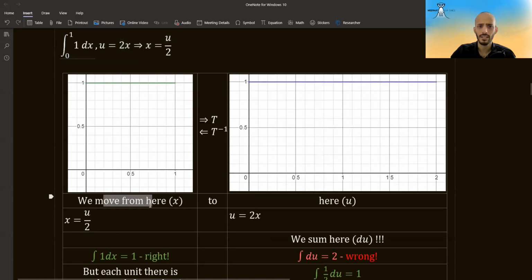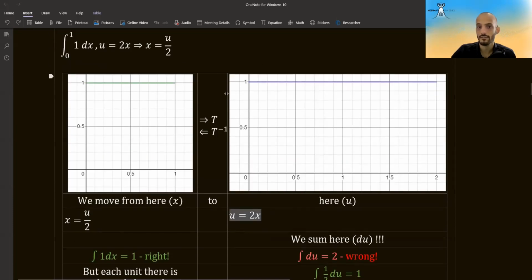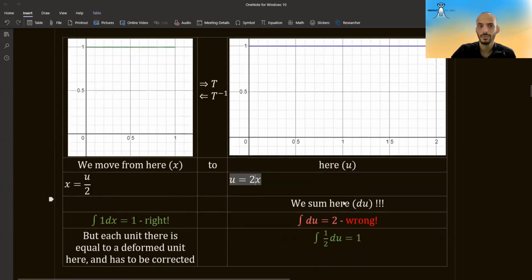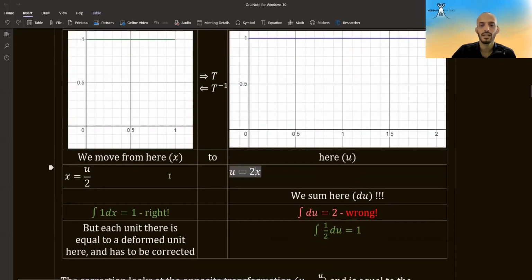So we move from here to here, okay? So u is equal to 2x. And of course, we can look at the opposite, reverse transformation, x is equal to u divided by 2. But notice that if we move here, then this is where we sum, okay? So if we just don't correct for the change of variable, if we don't correct for the new units, then the sum is wrong. In this case, we will get that the sum is 2. 2 times 1 is 2, but this is wrong. We know that the right sum is 1. So we have to correct for this, okay?